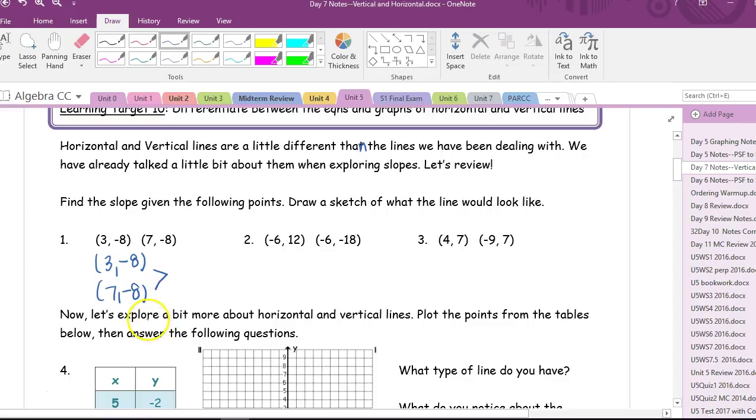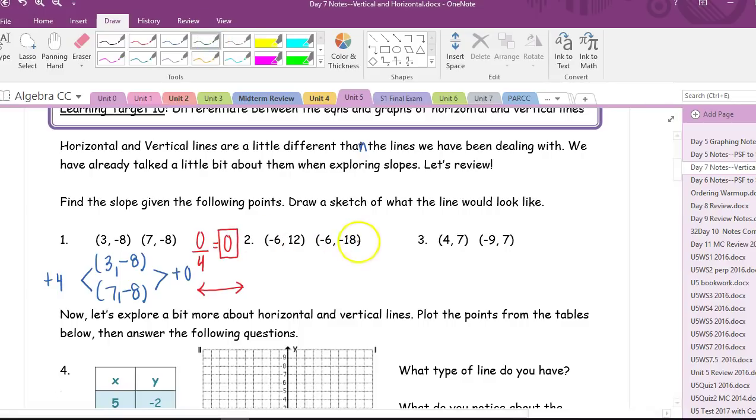-8 to -8, that's going up 0. 3 to 7 is going up 4. Dependent variable, which is my y, always goes on top. 0 divided by 4 is 0. A slope of 0 means we have what type of line? Horizontal. Okay, remember horizontal, 0, zero. All right, next one.